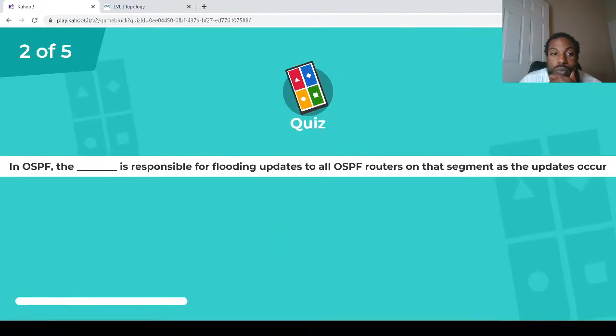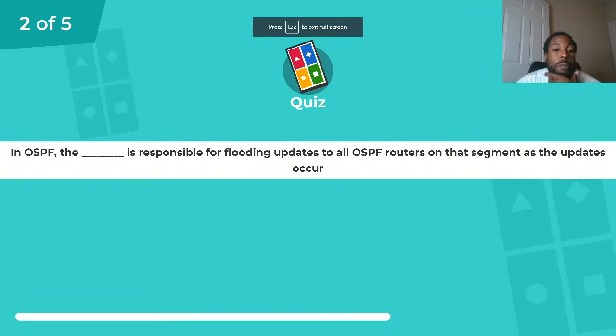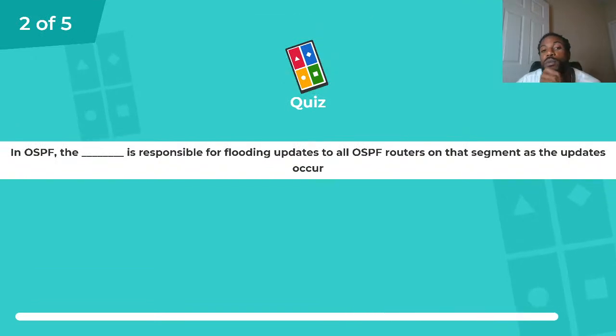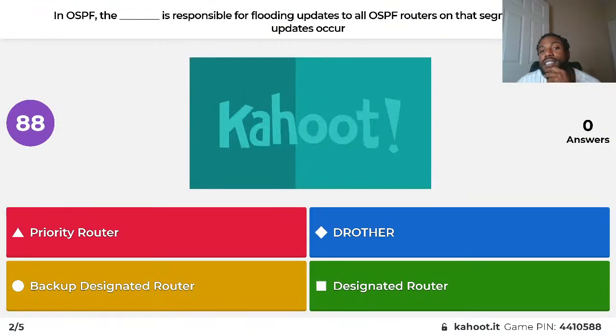So in OSPF, the blank is responsible for flooding updates to all OSPF routers on that segment as the updates occur. Who is the router that is responsible for flooding updates? I think y'all know this too, right? Works better now. All right, beautiful. I'm glad that works now.